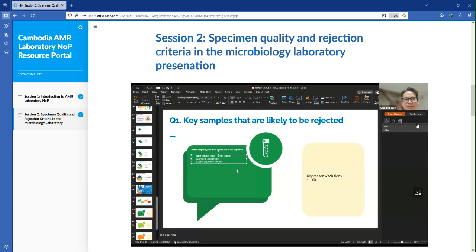Perfect. All right, thank you, group 1. So we have some non-sterile sites, urine, stools, sputum samples that have high epithelial cells, and blood culture samples as well. Okay, great, thank you.